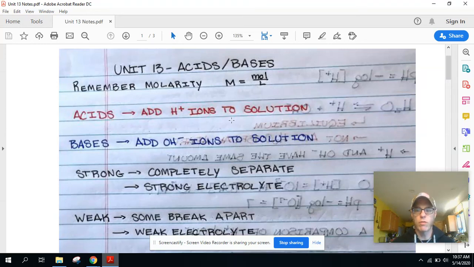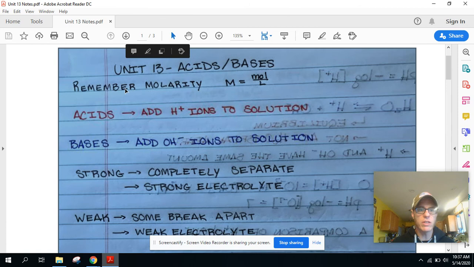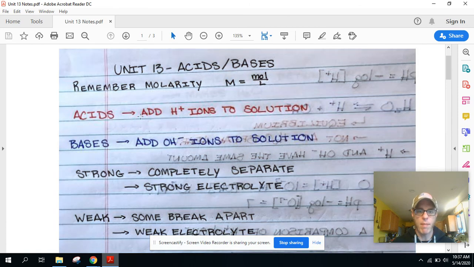Okay, guys, let's go over the Unit 13 notes here. Molarity is going to be a thing, so we got to remember that. All right, that's moles over liters. Acids add H+ ions to solutions, so that's like the whole basis for everything. H+ ions, that's what acids are.